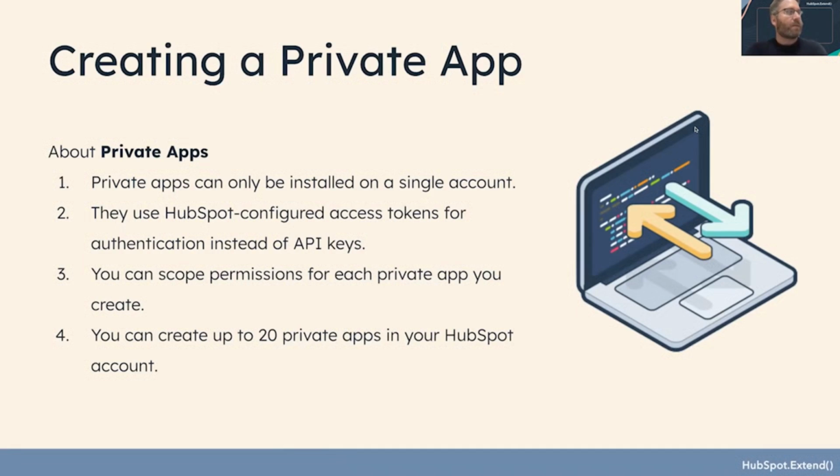So they use HubSpot configured access tokens instead of API keys. Private apps are more secure than API keys, and we'll cover that on the next slide. And you can scope permissions for each private app you create. So we'll talk more about that on the next slide as well. And you can create up to 20 private apps in your HubSpot account, with the idea being that you can scope your private apps as you can curate, make them as scoped as you want to be, and then have different apps for different jobs. So different apps might have access to different bits of data in your account.